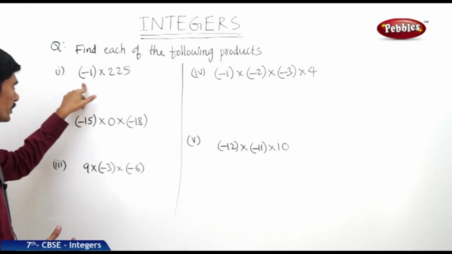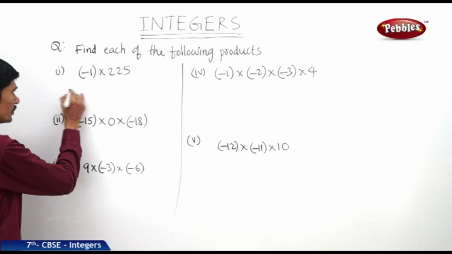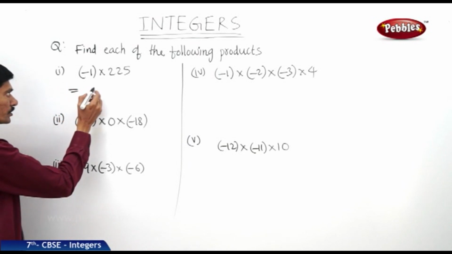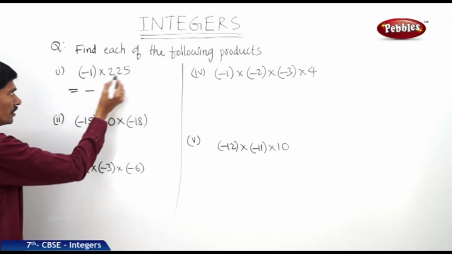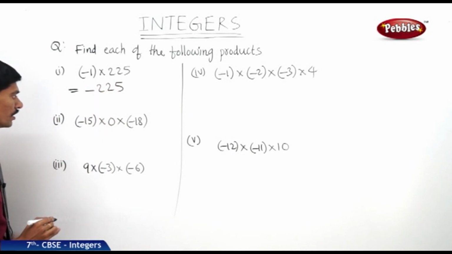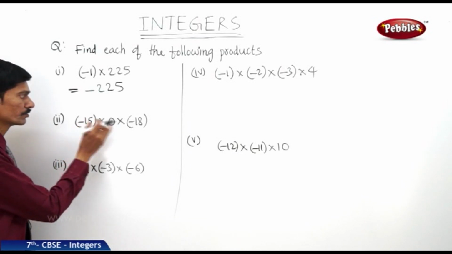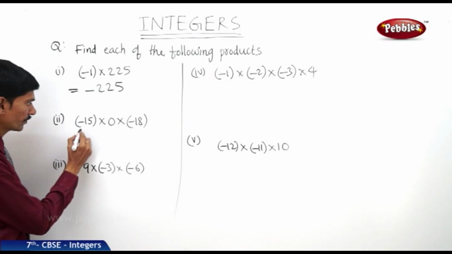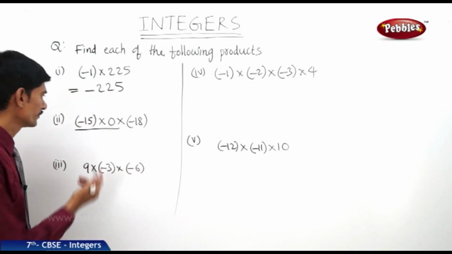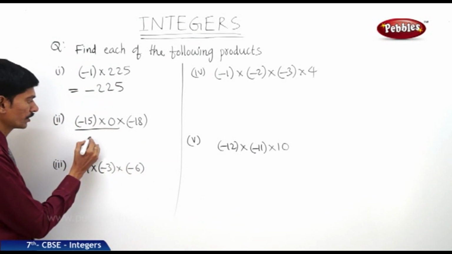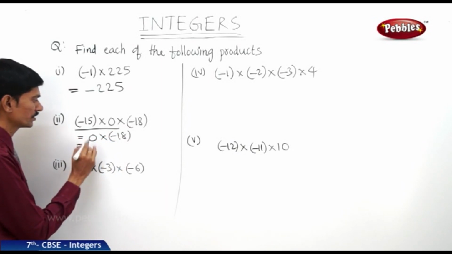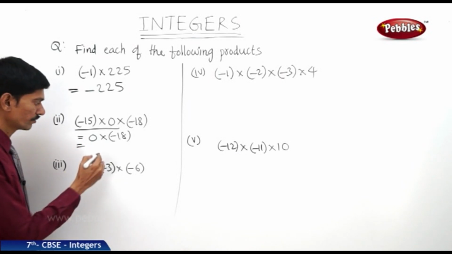When minus 1 is multiplied by 225, here it is a product of a negative integer and a positive integer. Then you will get a negative integer as the product. So minus 225 ones are 225. So this is the product of these two integers. And in the second question, minus 15 into 0 into minus 18. When you multiply minus 15 and 0, what will you get as the product? Obviously 0, because if 0 is multiplied by any integer, then we will get the product 0. Then 0 into minus 18. Again 0 is multiplied by minus 18, so again we will get the product as 0.